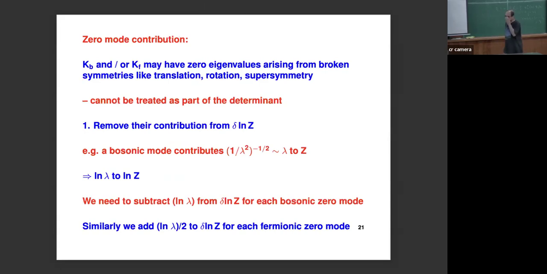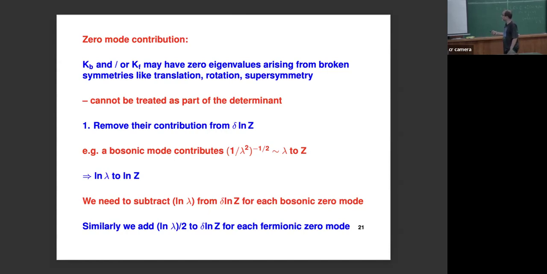Okay. So the point is, this is the non-zero mode contribution. Okay, this is actually not the non-zero mode contribution. This is the point. Let me explain this. So the point is that KB and KF may also have zero eigenvalues, right? Which arise from broken symmetries like translation, rotation, supersymmetry, etc. And these cannot be treated as part of the determinant, because clearly the zero eigenvalues are not to be treated as part of the determinant.